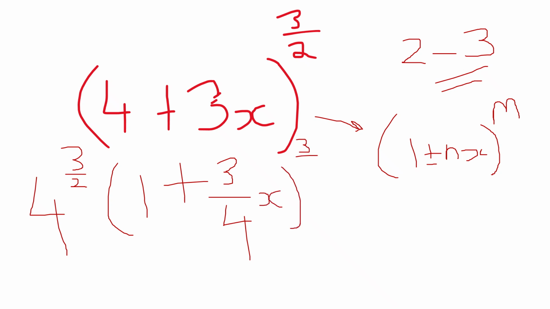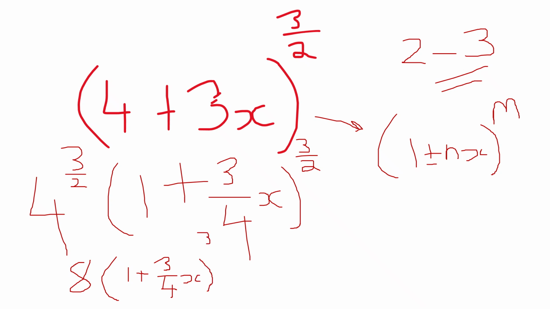I can now simplify this and then apply the formula which is given to me in the A-level pure maths formula booklet. So 4 to 3 halves means the square root of 4, which is 2, and then cube it. I'm going to get 8. Again, do it on your calculator if you're unsure. It's going to be 8 lots of 1 plus 3x over 4, to the power of 3 halves.